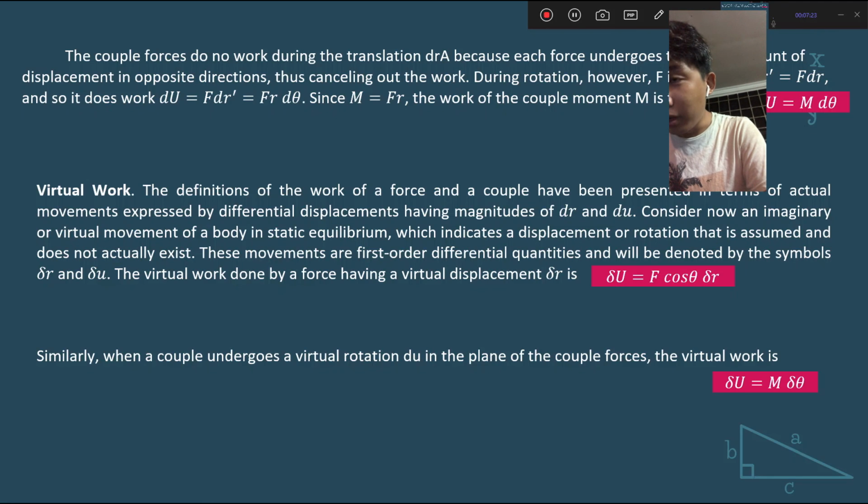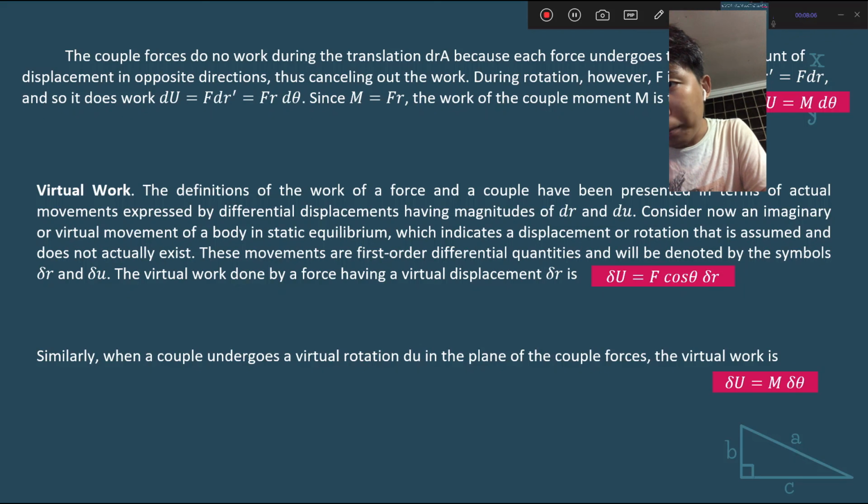The definitions of the work of a force and a couple have been presented in terms of actual movement, expressed by differential displacements having magnitudes of dr and dtheta. Consider now an imaginary or virtual movement of a body in static equilibrium, which indicates a displacement or rotation that is assumed and does not actually exist. These movements are first order differential quantities and will be denoted by the symbol delta, as in delta r and delta theta.